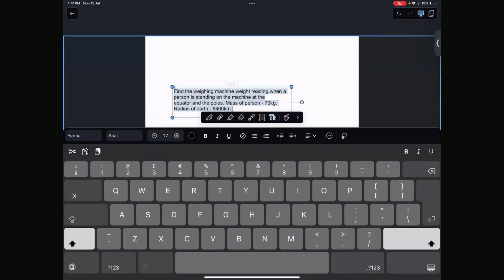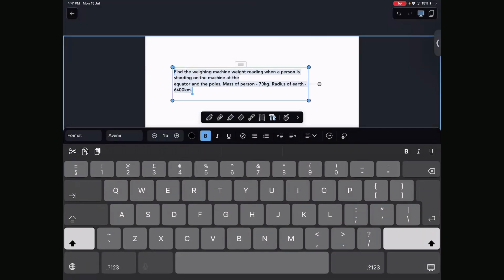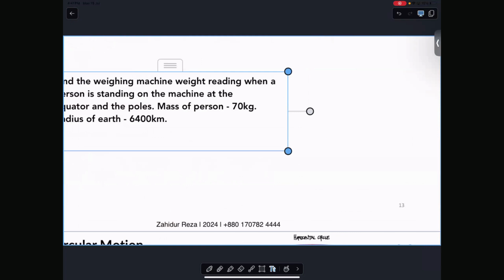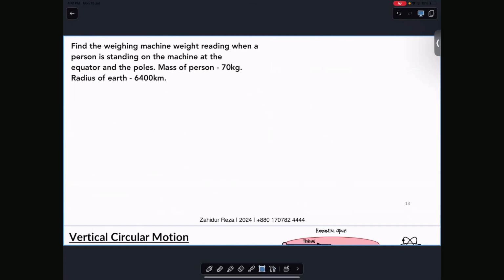This one is a very interesting question. It's about how weighing machines don't show your right weight at all. Okay, look at this. It says the weighing machine reading when a person is standing on the machine at the equator and at the pole. So the mass of the person is provided, radius of the earth is provided. At first glance, sometimes students don't even know why this is the question. You're on a weighing machine, at the equator, at the pole. Apparently, your reading of weight would be different. Why is that so? Isn't your mass the same? Is gravity changing? No. So why is it different?